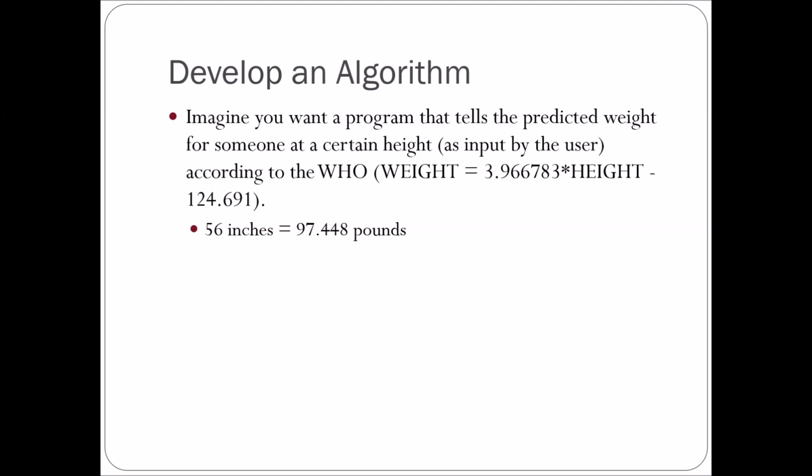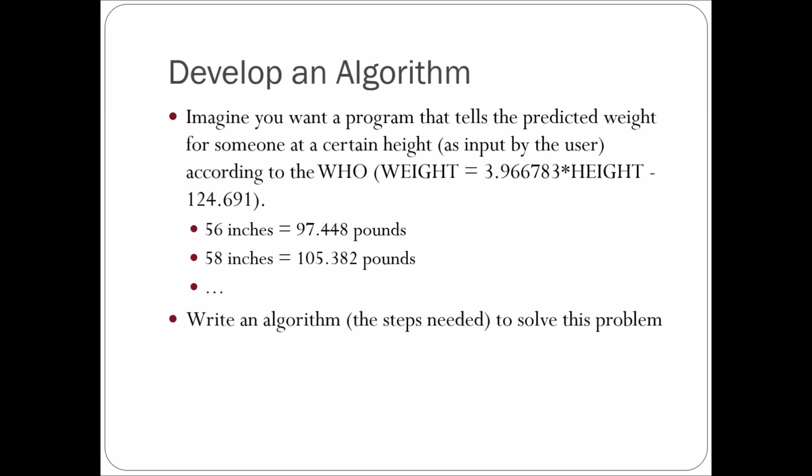We were doing really simple linear regression, right? We're doing lines of best fit, where we said, according to the World Health Organization, someone who's 56 inches tall should be about 97.8 pounds, and 58 inches equals 105 pounds, and so forth. So we want to write an algorithm to solve this problem.